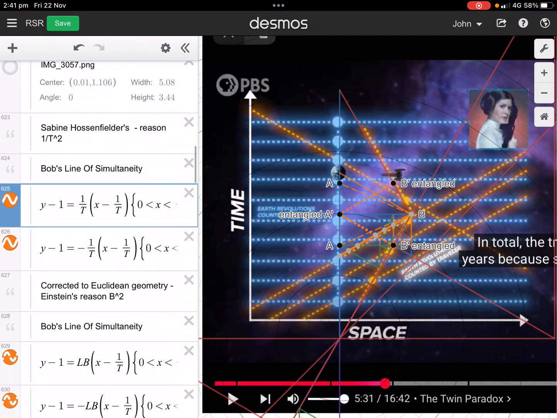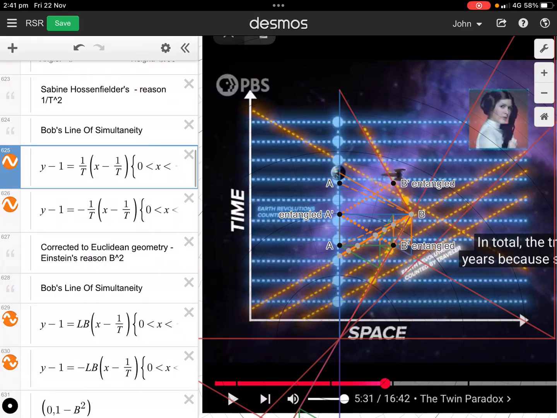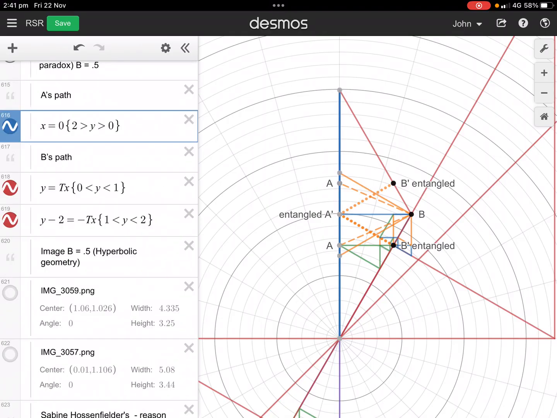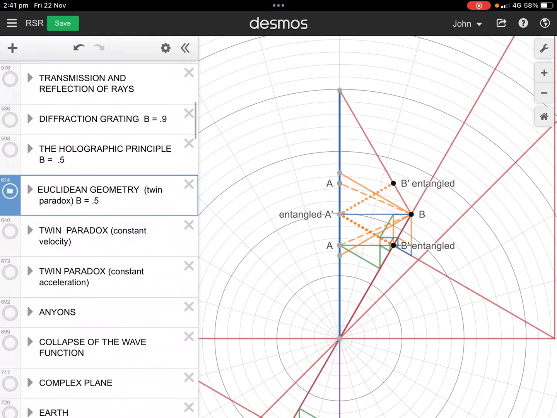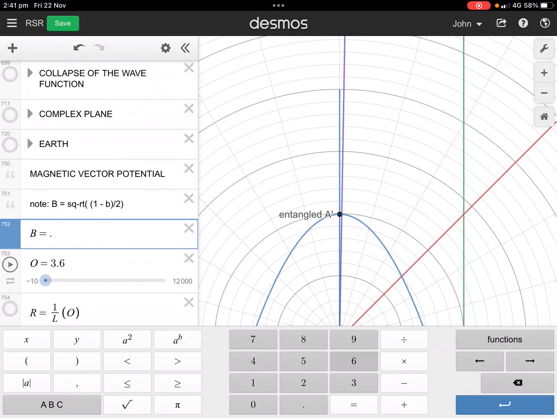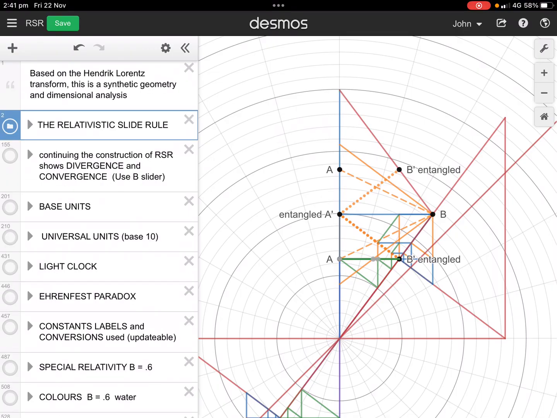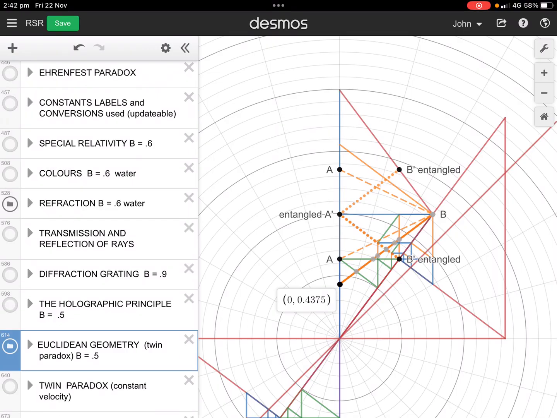B is 0.5 at the moment, so you can see it matches, and that's the reason why Sabine Hossenfelder reckons that proper acceleration is the reason, because the distance between there and there is actually proper acceleration. And maybe I could make that clearer by going to 0.6, and you can see that the time that's missed out on by B is actually 2 times the proper acceleration for a return trip.